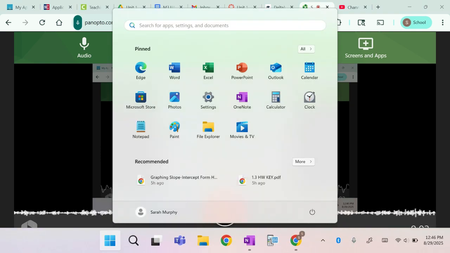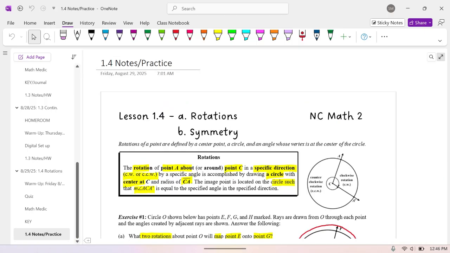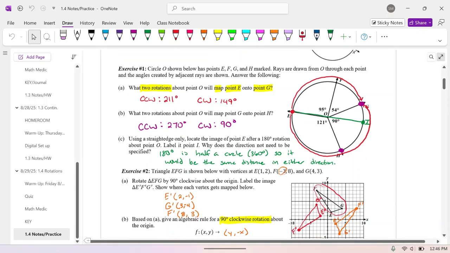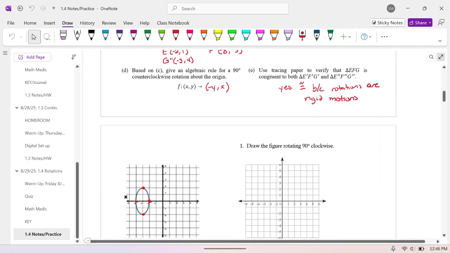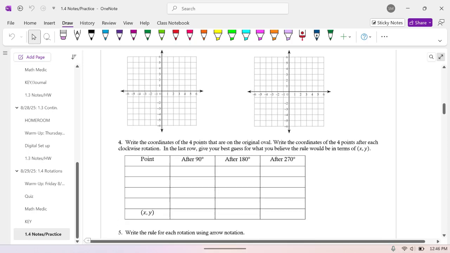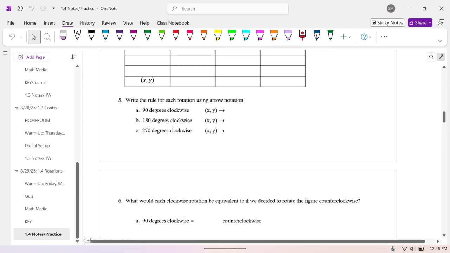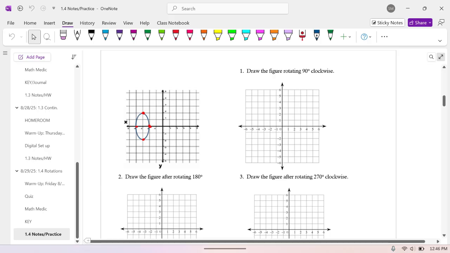All right, guys, so this is Ms. Murphy, and I am going to be doing the second part of your 1.4 notes. So we finished up page 14, so I'm going to do a couple examples on page 15, and then we'll do some stuff about rotational symmetry.